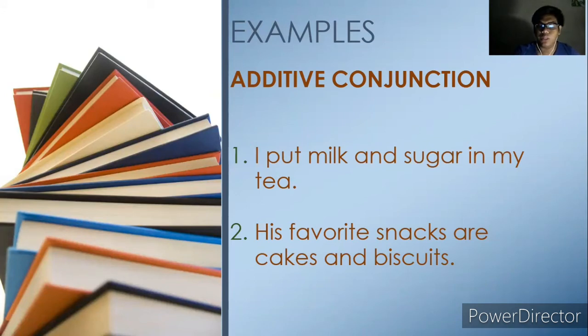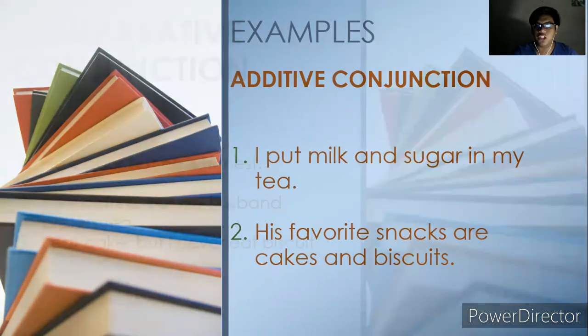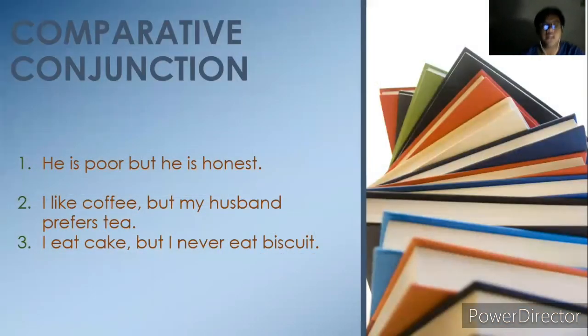So let's go to the next type of conjunction, the comparative conjunction. In the first sentence, he is poor, but he is honest. The comparative conjunction used here is the word but, which compares a negative and a positive side. He is poor is the negative side, and he is honest is the positive side.